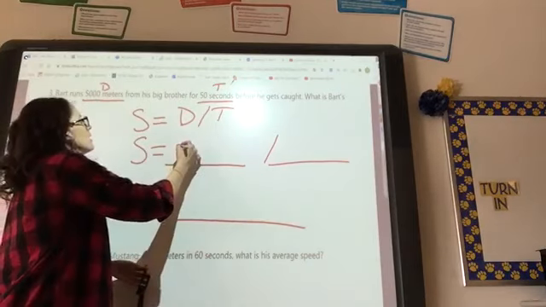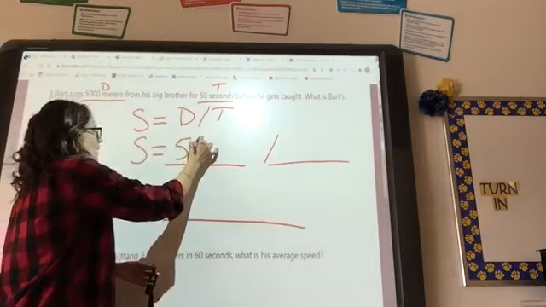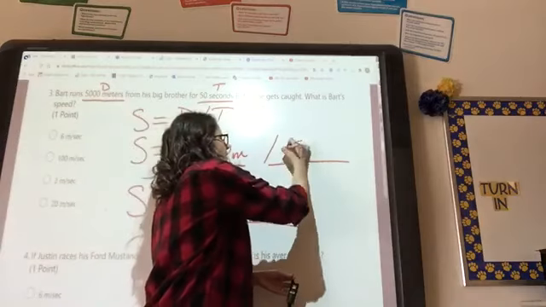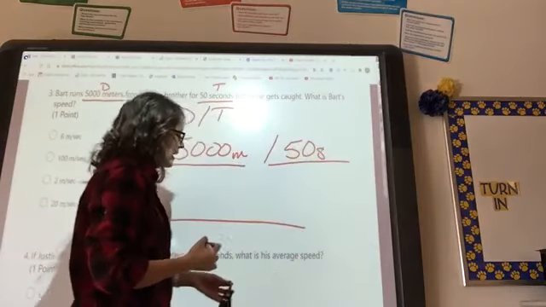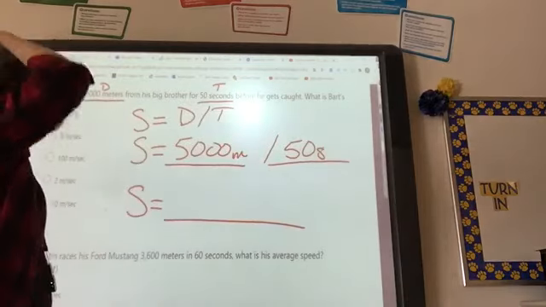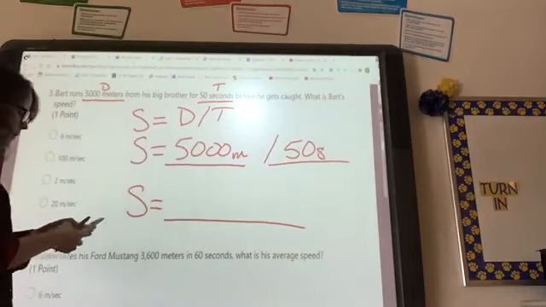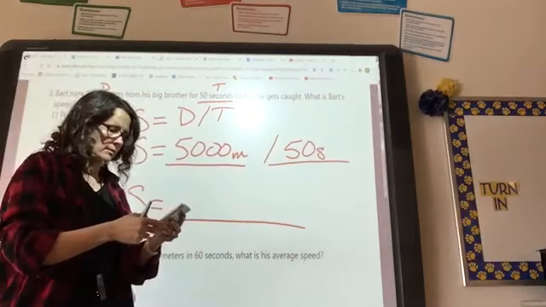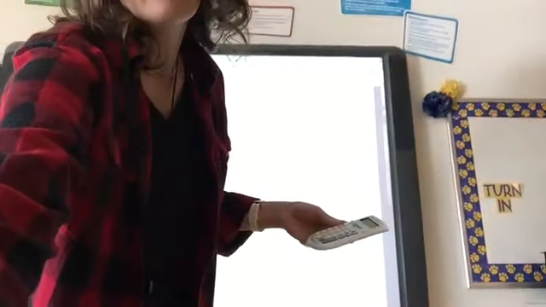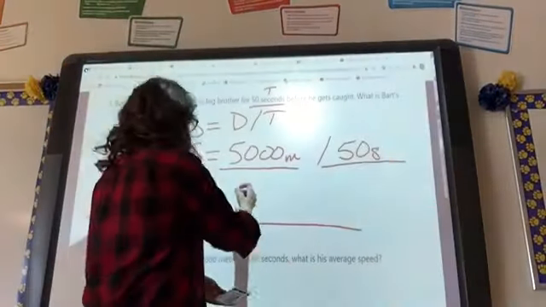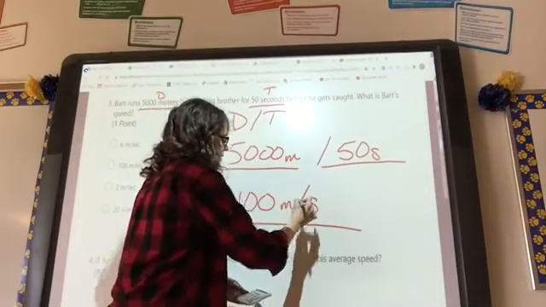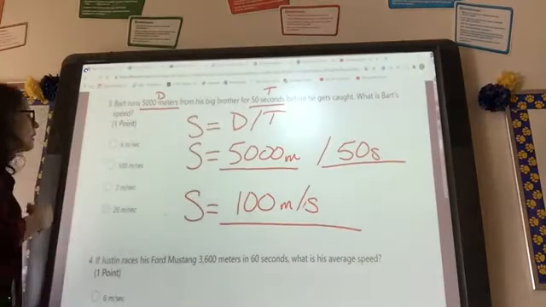So, distance first, 5,000 m for meter. And then 50 s for seconds. And there we go. All we need to do now is plug it into our calculator. So we've got 5,000 divided by 50 equals 100. So I'm going to put 100, and I'm going to bring our units down, meters per second right there, okay? And we're in good shape.